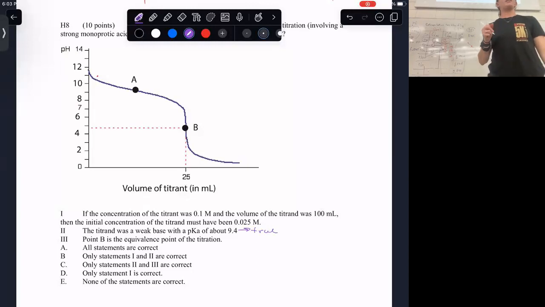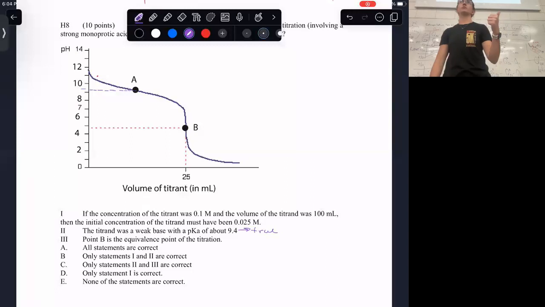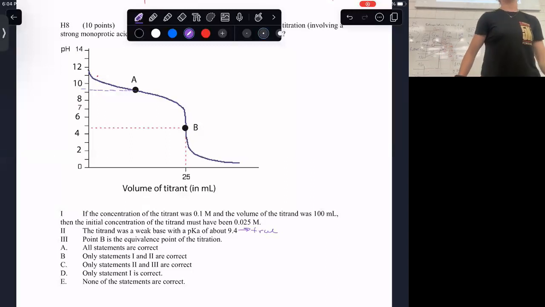If we're looking at point A, we can extend this line over here. It's just a little bit above that 9 range, so that pKa is probably around that 9.4. At your half equivalence point, your pH will be equal to your pKa. So we know that your pKa is probably around that 9.4 range. Additionally, we know that the titrand is the weak base because we're starting in that basic range, and your pH probe is always going to be in your titrand.